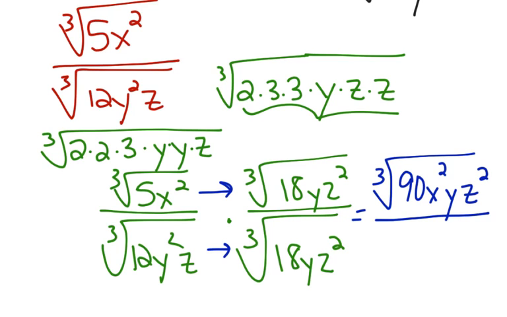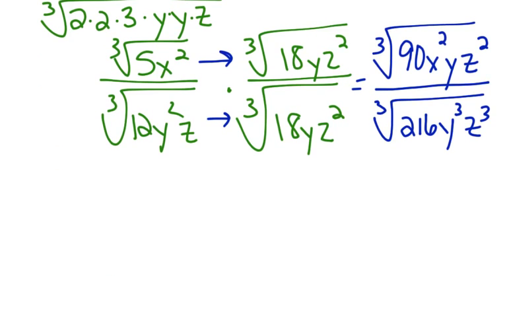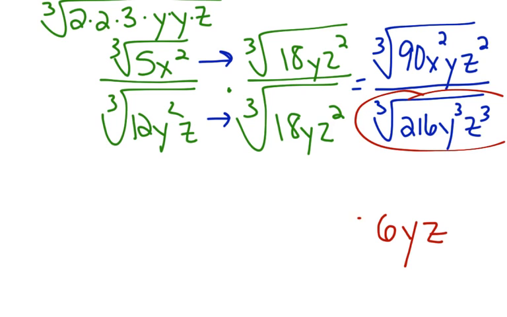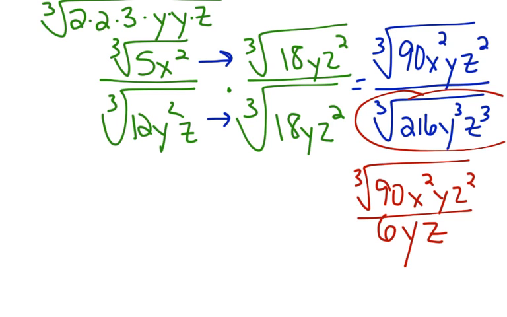And in the denominator, I'm going to end up with the cube root of 216 y to the third, z to the third. Well, now the denominator is something that can be simplified. The cube root of 216 is 6. The cube root of y cubed is y, and the cube root of z cubed is z. And then nothing happens in the numerator. I'm just going to leave the answer like this.